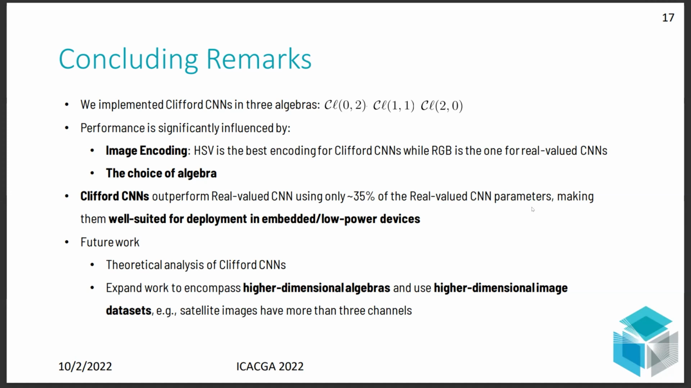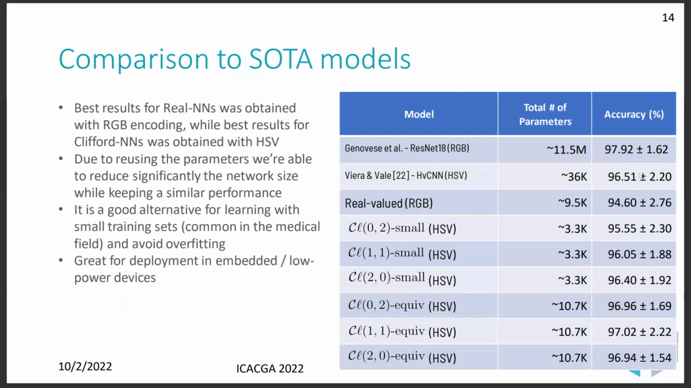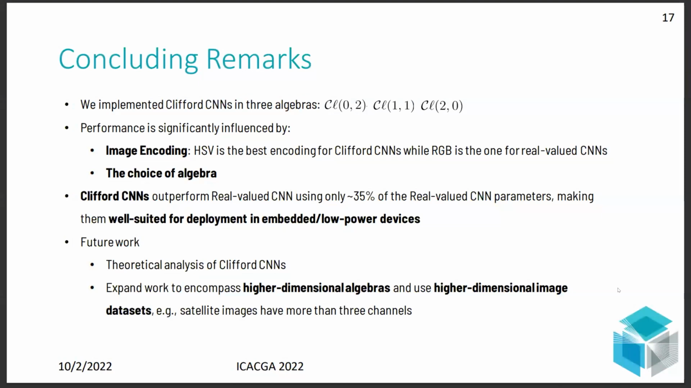the 4-dimensional algebras, the Clifford algebras, are delivering results that, if I come back to the table, are roughly 2% better than the real valued. And this makes a huge difference in the wild. The Clifford CNNs outperformed the real valued CNN using only 35% of the real valued parameters. This is another very important thing, because it means that you can deploy this anywhere, in low power devices.